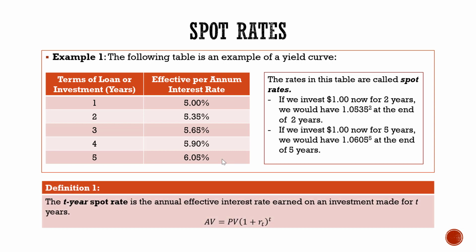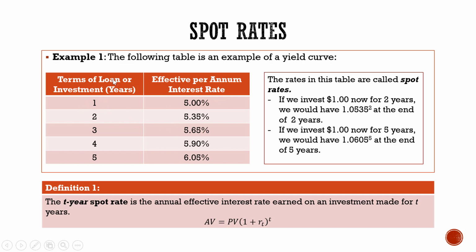So the T-year spot rate is basically the annual effective interest rate earned on an investment made for T years. So the accumulated value is the present value times (1 + R_T) to the T. Here R_T is the T-year spot rate. So the spot rates tell you the effective interest rate per annum for an investment made at time 0.